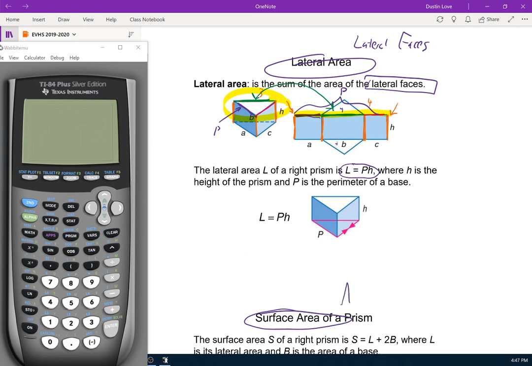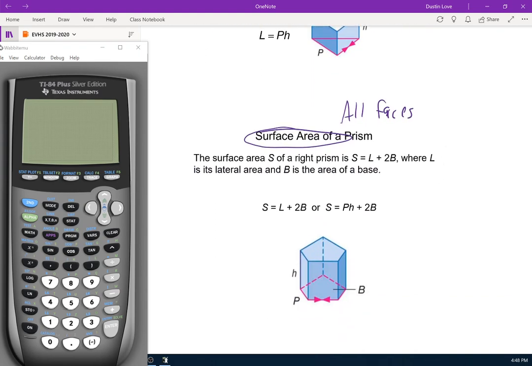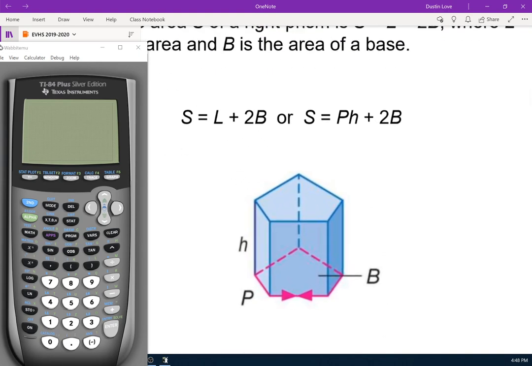Total surface area is all faces, which also includes the two bases, the top and the bottom. The only difference is we are adding in the top and bottom base. So our lateral surface area is all the ones on the sides. Then we're just going to add in this base and this base. Now, we're going to use capital P for perimeter of the base. We're going to use capital B for area of the base.